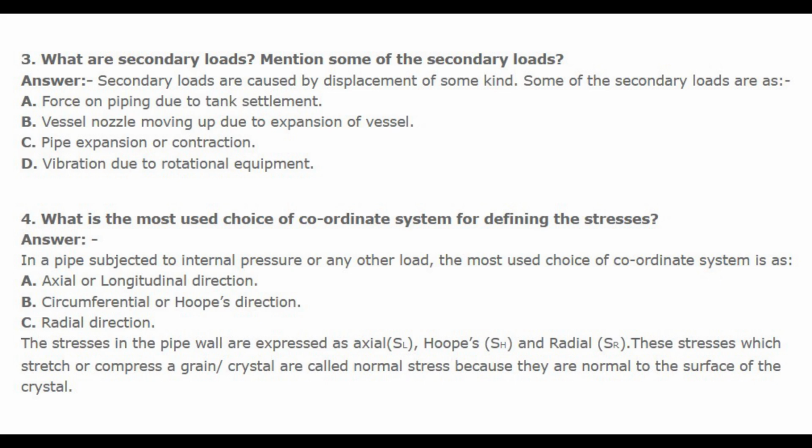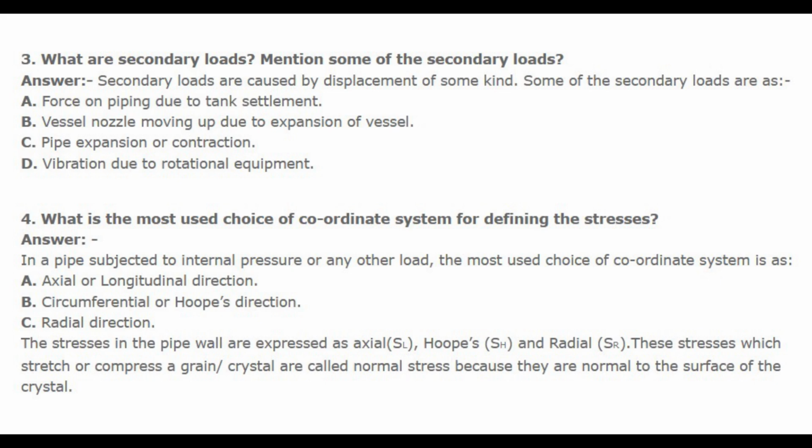Number 4. What is the most used choice of coordinate system for defining the stresses? Answer. In a pipe subjected to internal pressure or any other load, the most used choice of coordinate system is as: A. Axial or longitudinal direction. B. Circumferential or hoop direction. C. Radial direction. The stresses in the pipe wall are expressed as axial, SL, hoop, SH, and radial, SR.